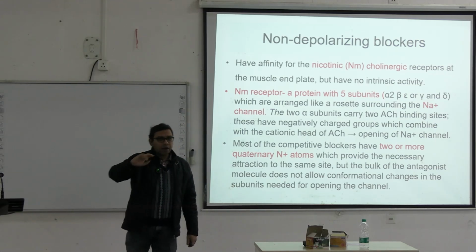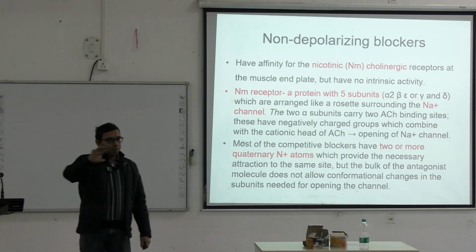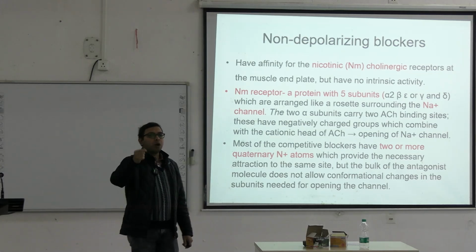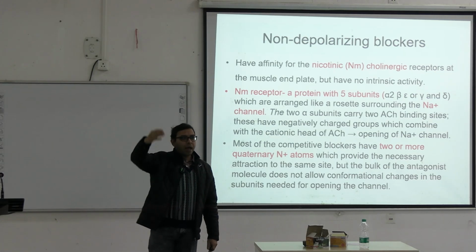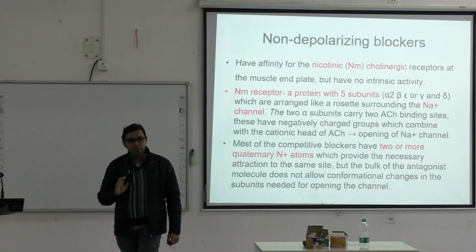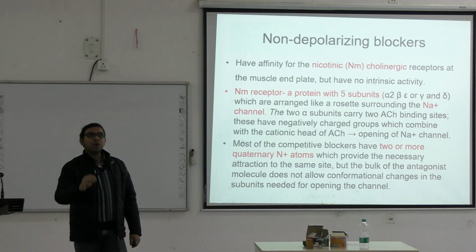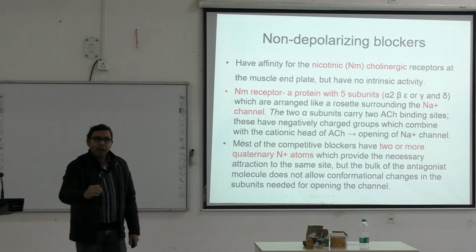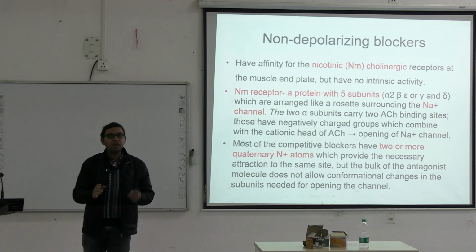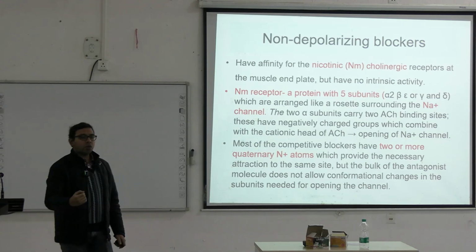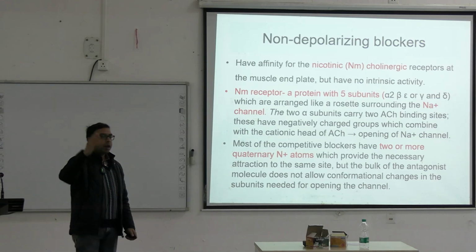This NM receptor is a rosette-like structure where different subunits of the rosette are there. There are 2 alpha subunits, and these 2 alpha subunits have negatively charged molecules. When the nerve action potential comes, acetylcholine is released in the neuromuscular cleft, and then it attaches with the NM receptor. How does it attach? It attaches with its cationic head to the negative molecules present in the 2 alpha subunits of the NM receptor's rosette-like structure. And when this attachment happens, there will be opening of the sodium channels. This sodium channel is present at the center of the rosette. Okay. So when the sodium channel opens, the muscle action potential is ultimately propagated.